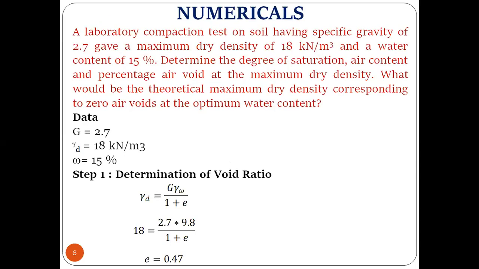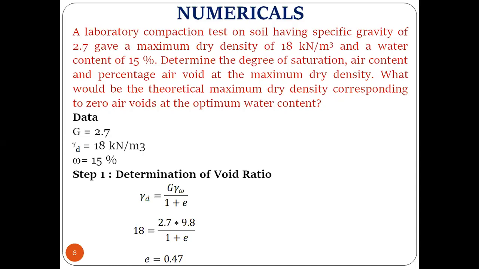And here one numerical is there in the compaction, right? One laboratory test we are going to do. We are going to get some results. By using those results, some of the things we have to calculate; those are the numericals we have. Here you can see a laboratory compaction test on soil having specific gravity 2.7. Here I am going to take specific gravity as G, capital G, that is 2.7. It gave a maximum dry density of 18 kilonewton per meter cube.